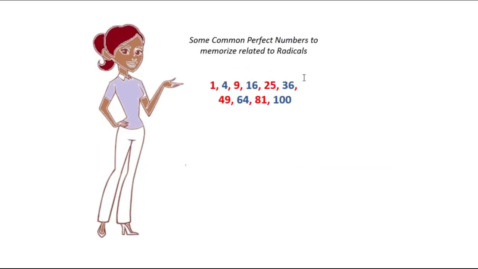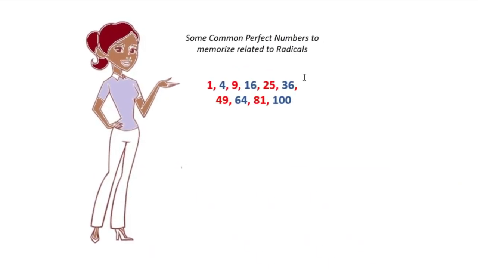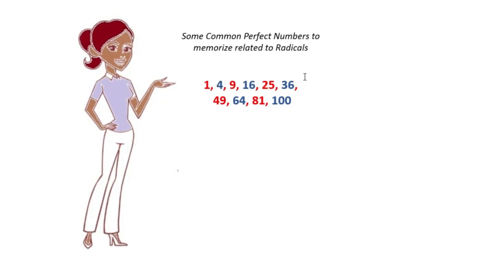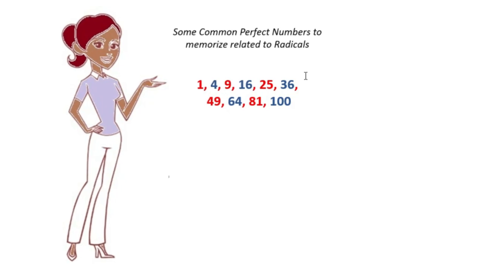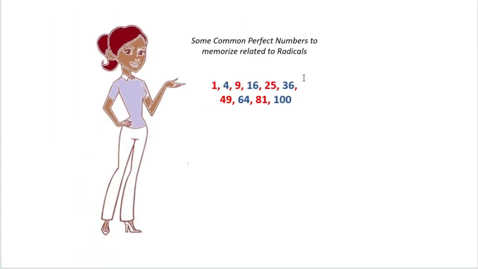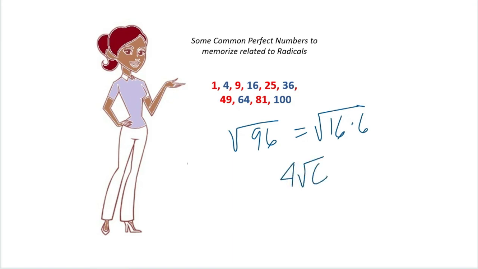So some common perfect squares to memorize relative to radicals would be 1, 4, 9, 16, 25, 36, 49, 64, 81, and 100. This will allow you to quickly solve problems. So for example, we had the square root of 96. If we knew the factors of that were 16 and 6, we could easily factor the square root of 16 to be 4 outside of the radical and then keep 6 inside.